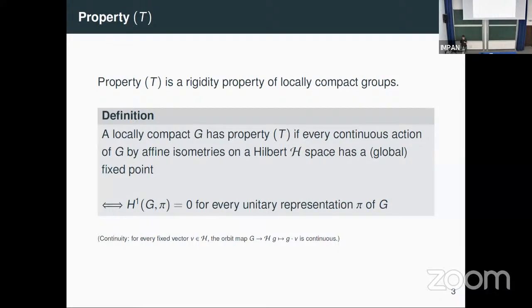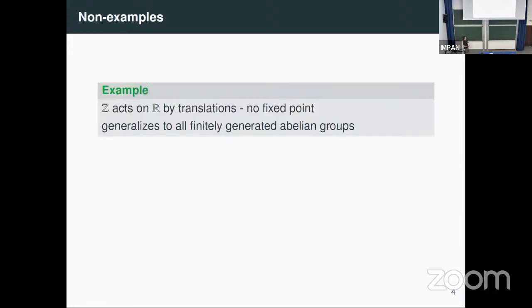This is immediate because one-cocycles for such G-modules are exactly affine isometric actions, and coboundaries are exactly the actions that have a fixed point. So this is very easy. Once you write it, it's two lines to notice this. Here are some examples of groups that do not have this property. Most groups will not have this property. Z acts on R by translations. There's no fixed point. There's no property T.